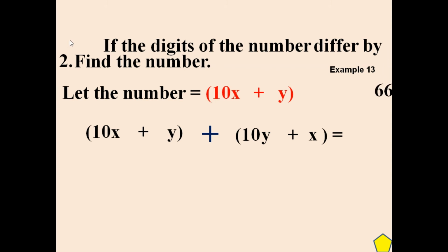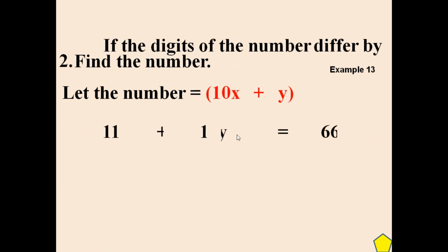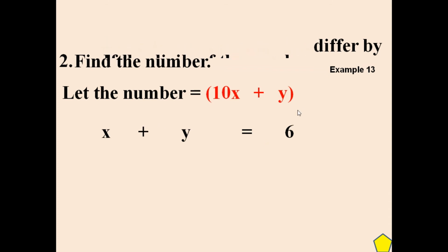The second equation will be interpreted from the second statement, which says if the digits of the number differ by 2. Now, in this particular case, first let us quickly solve the first equation, putting the like terms together after opening the brackets, reducing by 11. This is the first equation. And it says the digits differ by 2, that is x minus y is 2. So you have two equations and you may solve them simultaneously to get the value of x and the value of y.